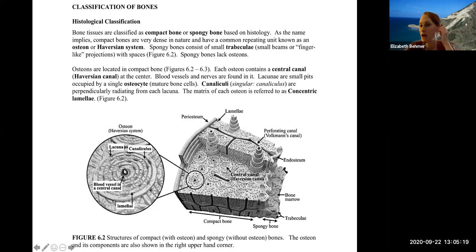Lacunae, or lacuna, are small pits that are occupied by a single mature bone cell. Remember, cyte means cell, and osteo, that prefix has to do with bone. So osteocyte means bone cell. And osteocytes reside in these small pits called lacunae, and lacuna for singular.